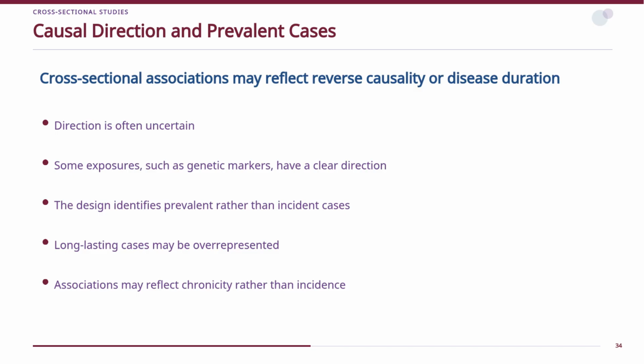Cross-sectional studies identify prevalent cases rather than incident cases. Prevalent cases are people who already have the disease at the time of measurement. The sample may therefore include more people with long-lasting disease. An association found in a cross-sectional study may reflect an association with disease duration rather than with disease incidence.